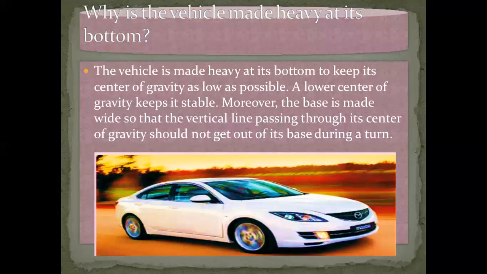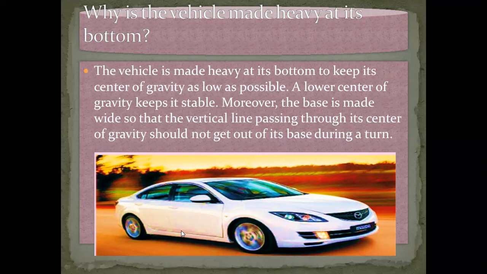Now, the question arises: why is a vehicle made heavy at its bottom? What is the reason? The vehicle is made heavy at its bottom to keep the center of gravity as low as possible. You have seen a car; its center of gravity is low, and the weight of the car is heavy at its bottom, due to which the stability of the car is very good.